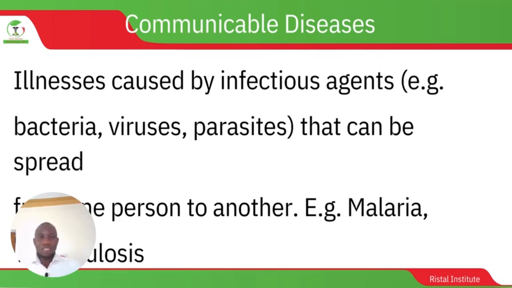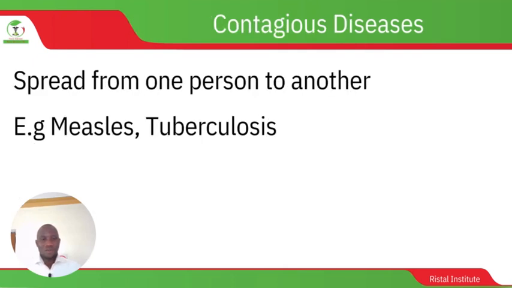So communicable diseases are basically diseases that are caused by infectious agents. These infectious agents can be viruses, bacteria, can be parasites that actually spread from one person to the other. So examples of these conditions can be, for example, HIV, malaria, tuberculosis, typhoid, all these conditions that are spread by microbial agents. We can also use the term contagious to refer to communicable diseases, because these are conditions that can actually be spread from one person to another.